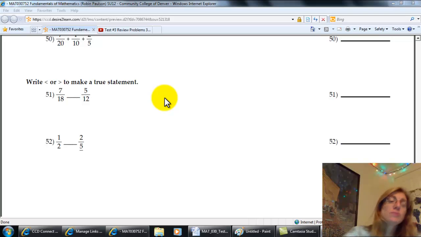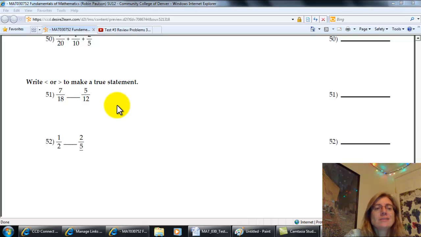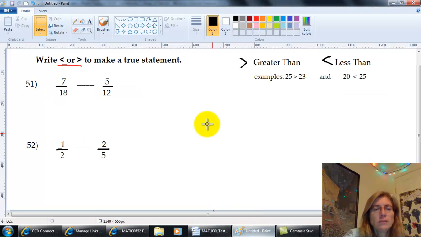Alright, this is still test 3 review, although I'm kind of wrapping it up and just skipping to problems 51 and 52, where you have to look at less than and greater than. It's important to do this without guessing or without trying to draw pictures. So how this is going to work is, first of all, the directions are right, greater than, or less than to make a true statement.